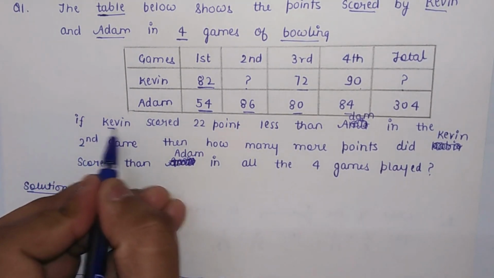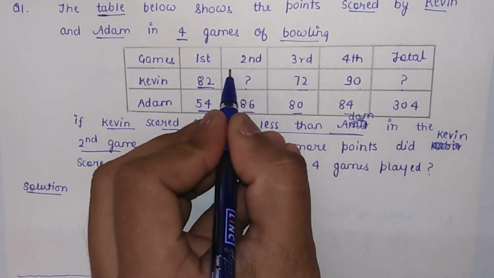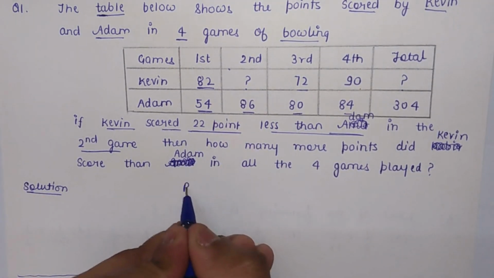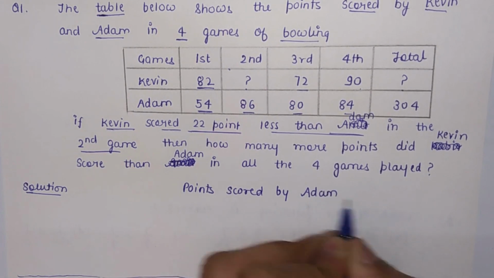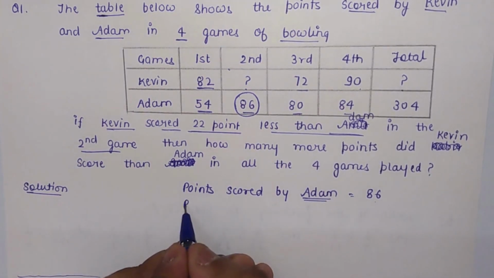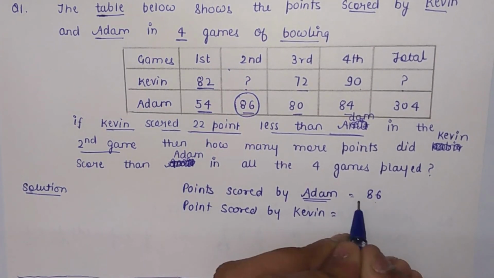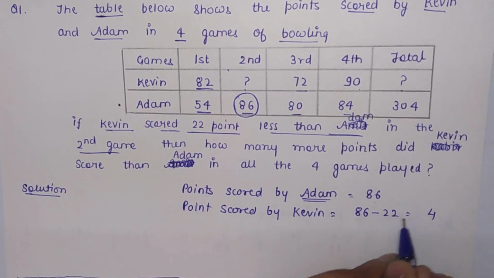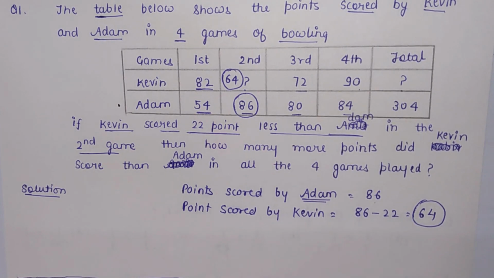So the question is, if Kevin scored 22 points less than Adam in the second game. So for the second game, for which we don't know the points for Kevin, it is given that Kevin scored 22 points less than Adam. So points scored by Adam is equal to 86, as we can see here. Points scored by Kevin will be equal to 22 less than that. So 86 minus 22, this will be equal to 6 minus 2 is 4, 8 minus 2 is 6, 64 points. So 64 points will be scored by Kevin in the second game.